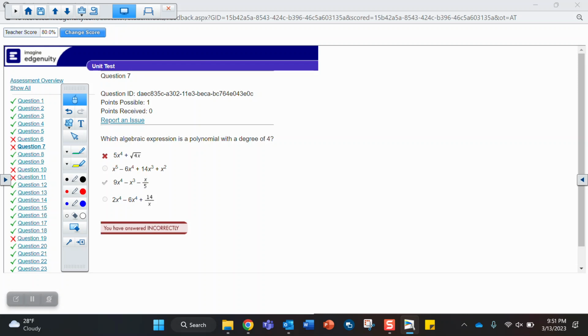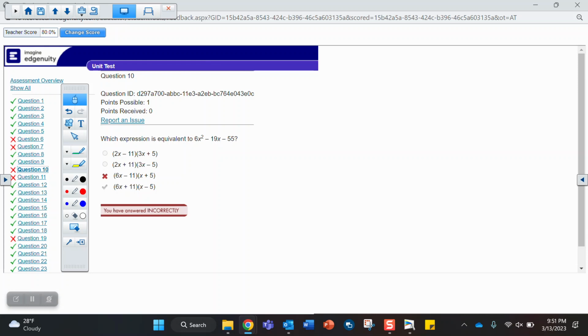Positive degrees. So if you look at the correct answer, this is a polynomial, and the degrees of each term are 4, 3, and 1, and so then the highest is 4, so the degree is 4. But the reason why the one you selected doesn't work is because of the square root.